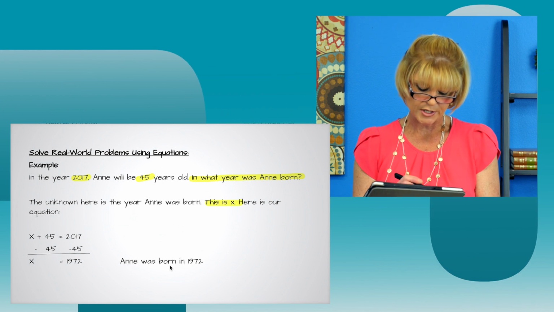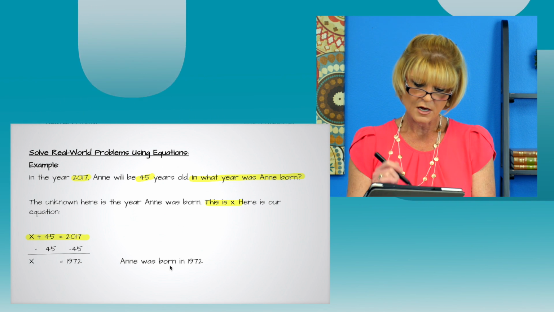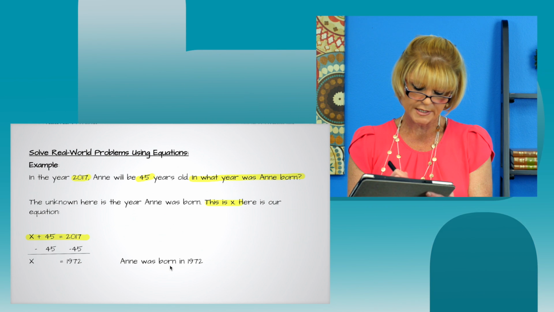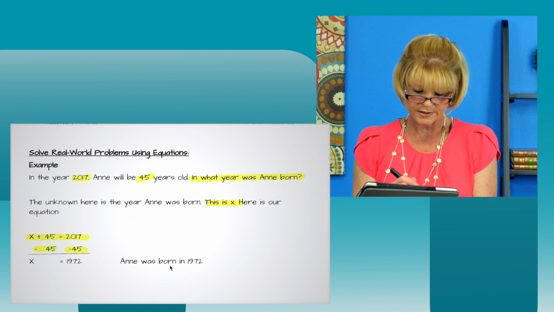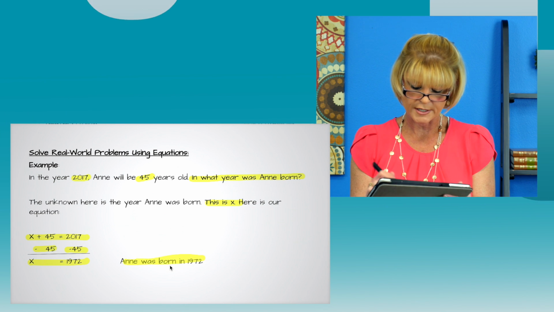Okay, so here's our equation. x plus 45 equals 2017. All we need to do to isolate the variable is subtract 45 from both sides. And we get x equals 1972. That was pretty easy. Anne was born in 1972.